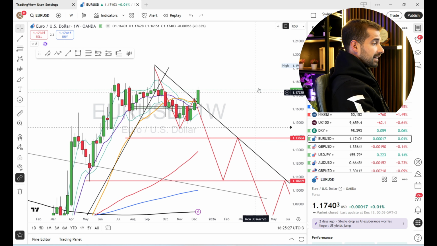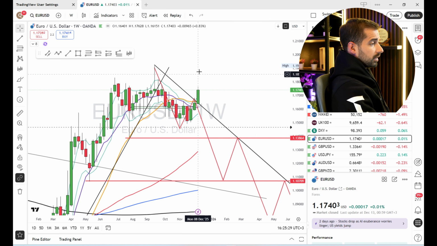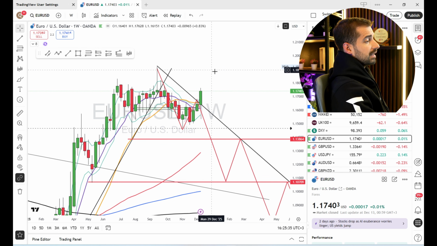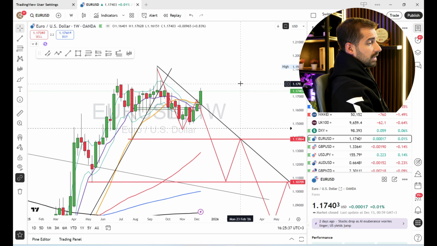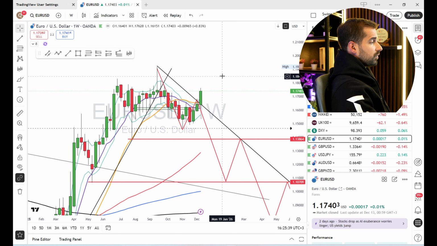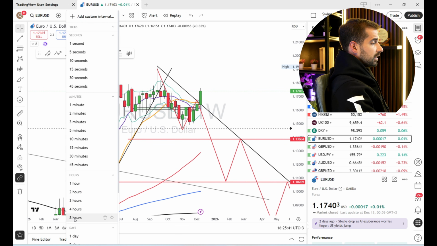We might get rejections from here, but if not, if we break above, we're still going up and we're trending upwards as long as the DXY is dropping and losing value. That's for the weekly. We move to the daily.